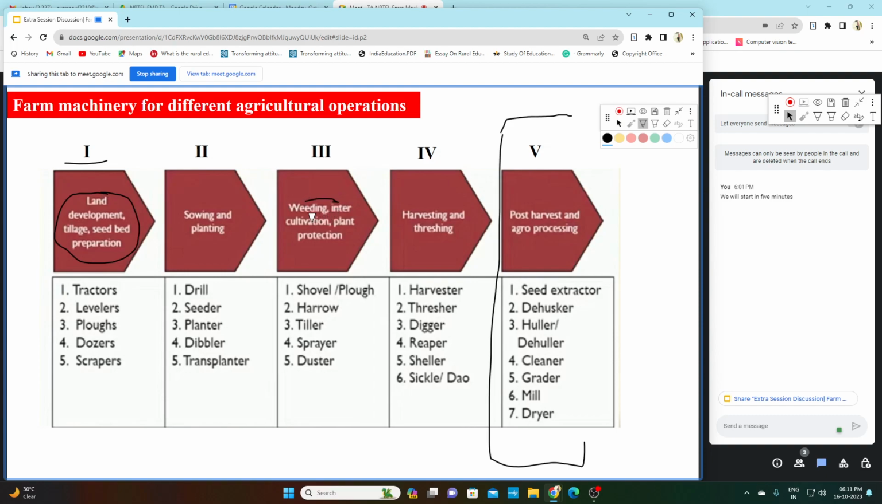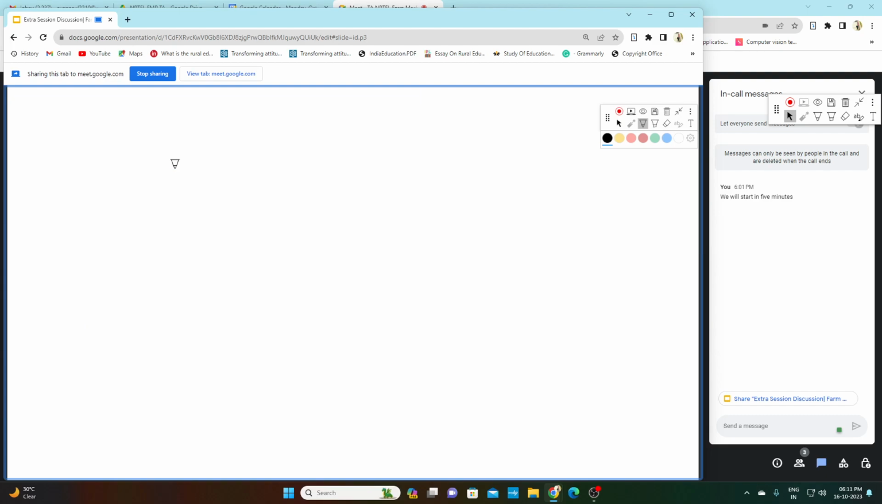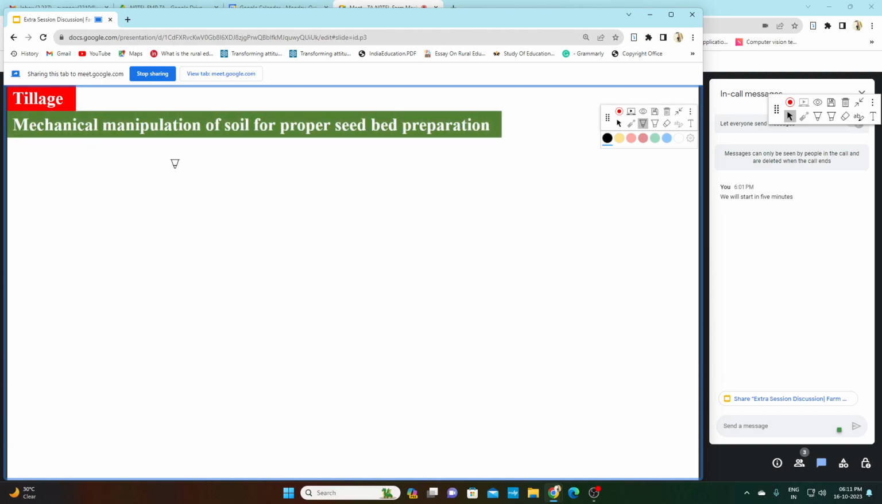Okay, so intercultural operation and plant protection, this is the third major operation. And the fourth major operation is harvesting and threshing. When our crop reaches the maturity stage, we will do the harvesting operation, and then we will do the threshing operation. So by these four operations, we will be completing all our farm machinery operations. Okay, now second slide, we will see what is tillage.